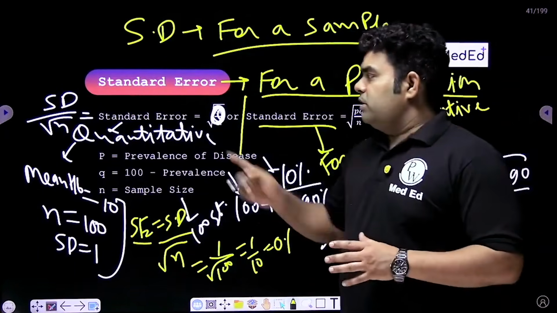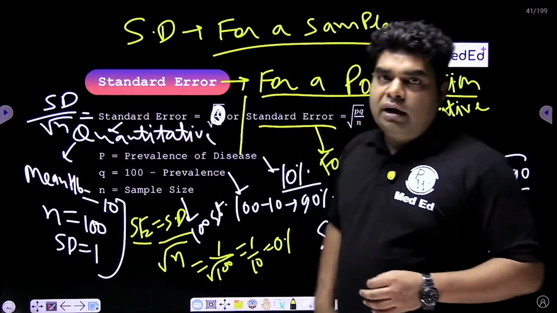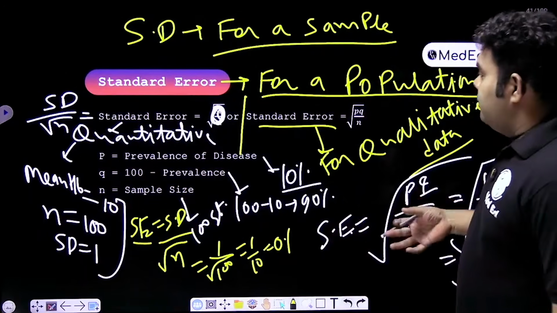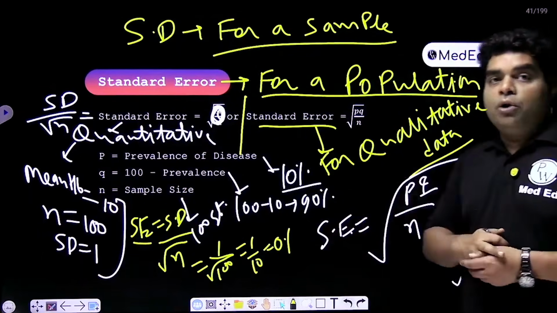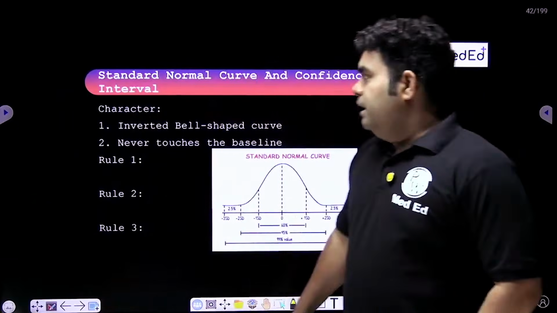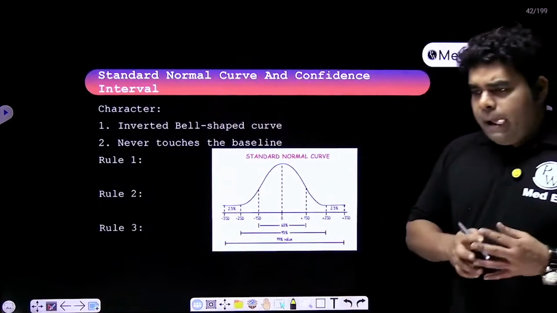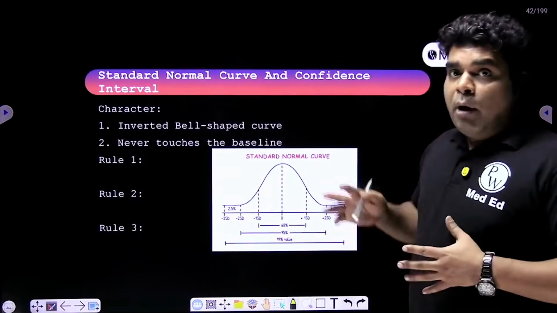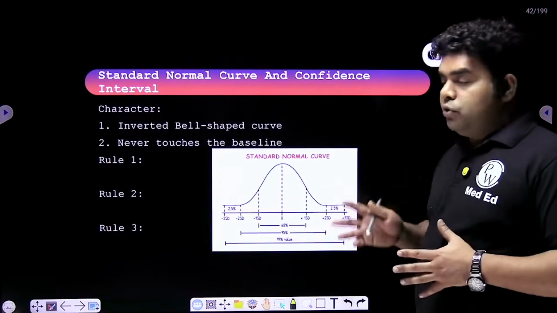If you remember, the formula for standard error is standard deviation by under root n for data which are quantitative, measurable, where average is there. And if the data is qualitative, we use the formula under root PQ by n. So this is the final fifth measure of dispersion, standard error. Now, after remembering all the 5 measures of dispersion, let's read about the standard normal curve. Again and again questions come from it.